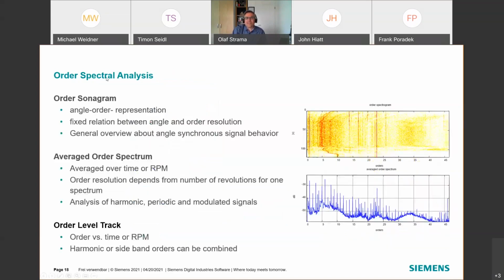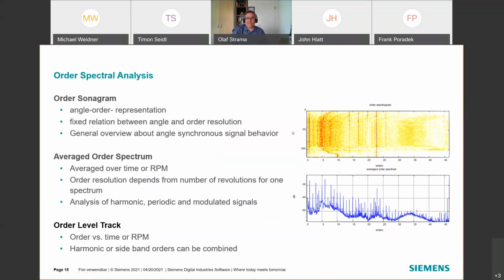In order spectral analysis, we have different representations. The first one is the order sonogram, an angle order or time order representation, and it gives us a general overview of the signal. Then we have an averaged order spectrum. That means we average all the spectra in this plot to one order spectrum. That gives us the average behavior of harmonics, periodics, and modulated signals over the whole measurement cycle.